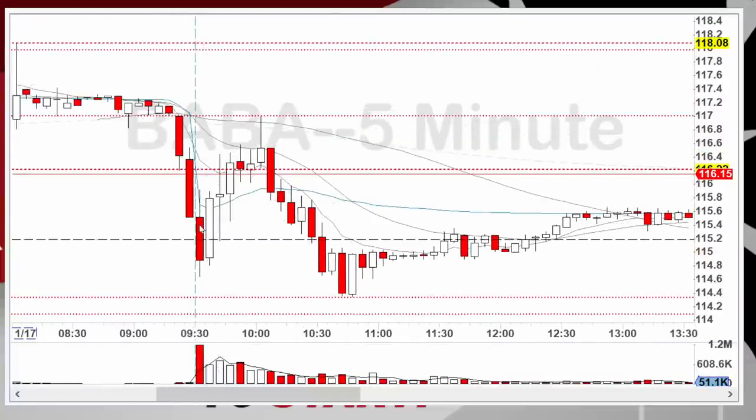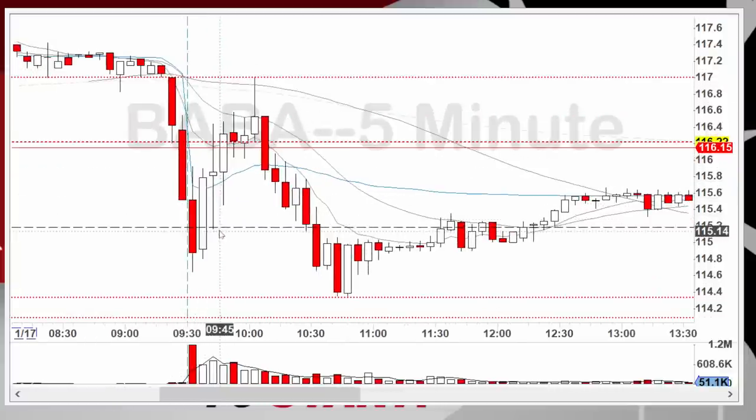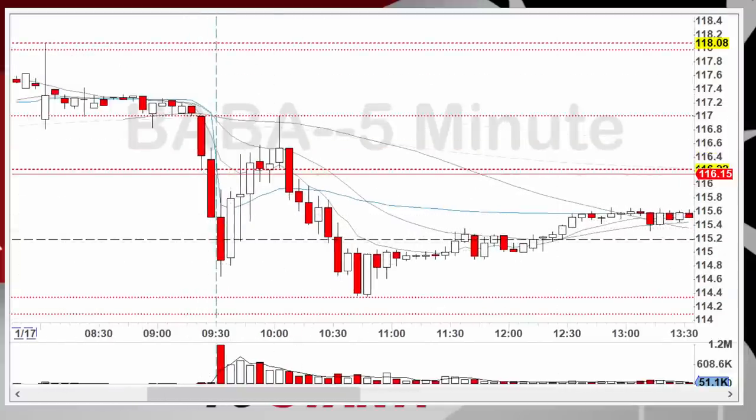Here's Baba. Not much to see here. I mean, this was more of a possible for me. I want to see if there's anything happening there. All the Chinese tickers were down, but it didn't really give us any opportunities.